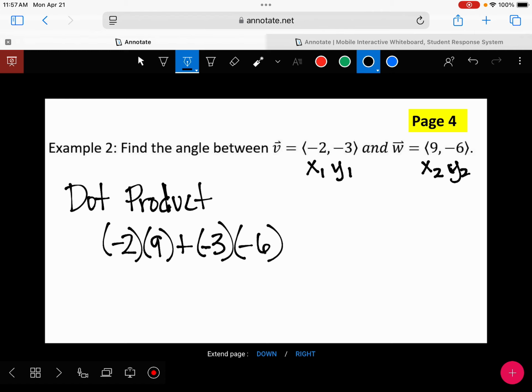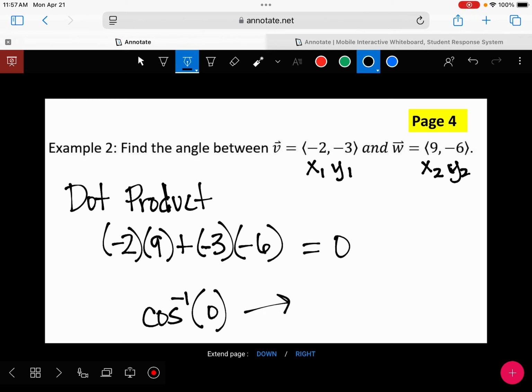Did you all get 0? Okay. And what does that mean when you get 0 for your dot product? What's our angle going to equal? 90 degrees. And the reason why is if you take the inverse cosine of 0, it doesn't matter. If you take 0 divided by any number, you get 0. And if you type in your calculator the inverse cosine of 0, it's going to tell you 90 degrees.